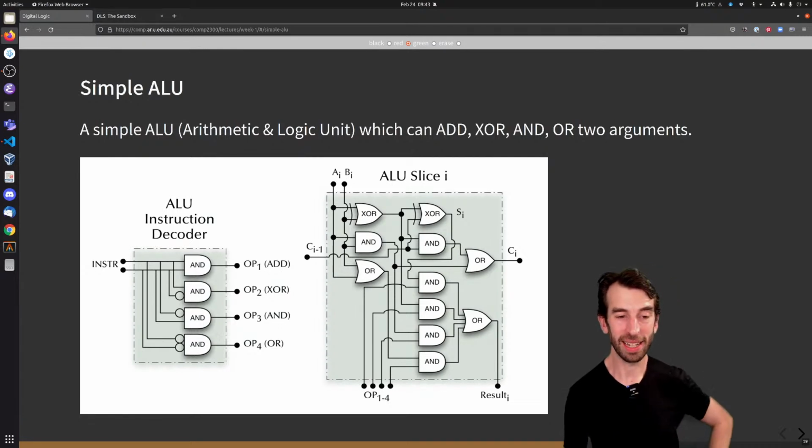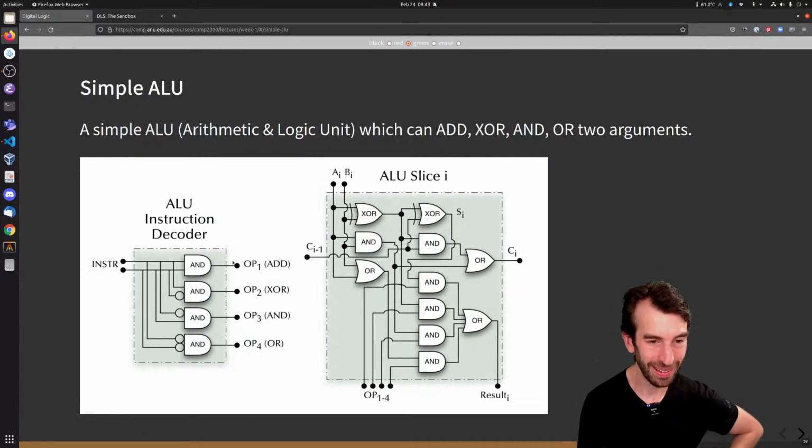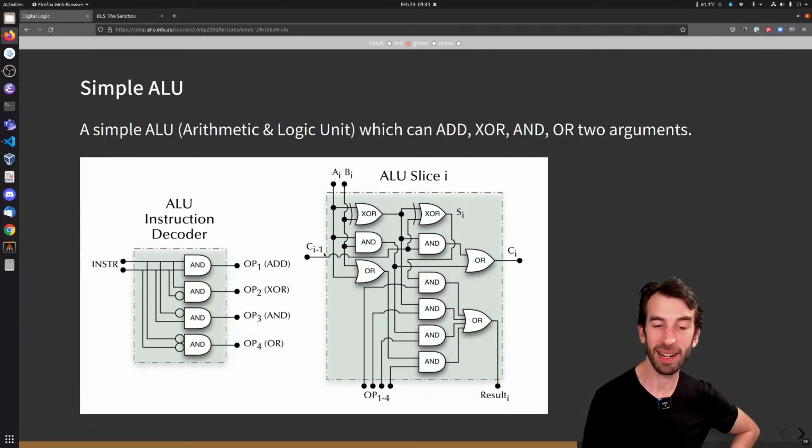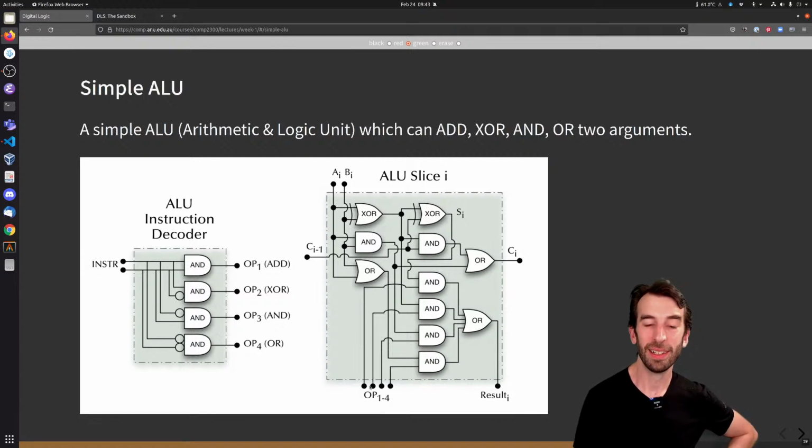So this little calculator is designed by friend of the course, Uwe Zimmer, from a previous iteration. A little toy arithmetic and logic unit. It's got two inputs, AI and BI. It's got a carry in, it's got a carry out. It's got a result out, answer out. And then it's got these other things here, op 1 to 4. What does that mean? Well, the op 1 to 4 make this ALU do different things.